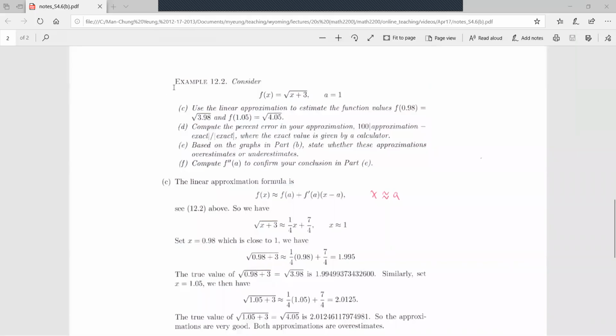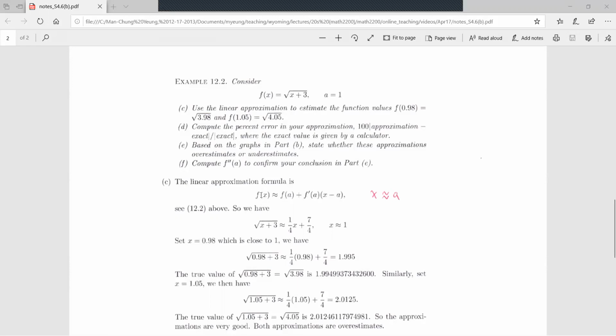Still example 1. I copied the questions here just for the convenience of my presentation, so that I don't need to move back to the previous page. Okay, now question C. Use the linear approximation to estimate the function values at point 0.98 and at 1.05. The linear approximation formula is here.